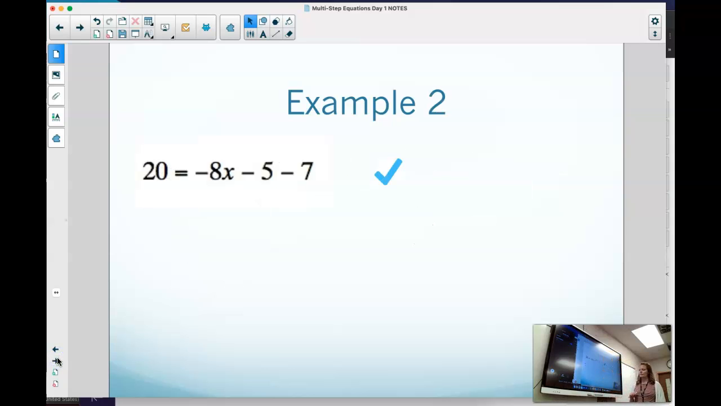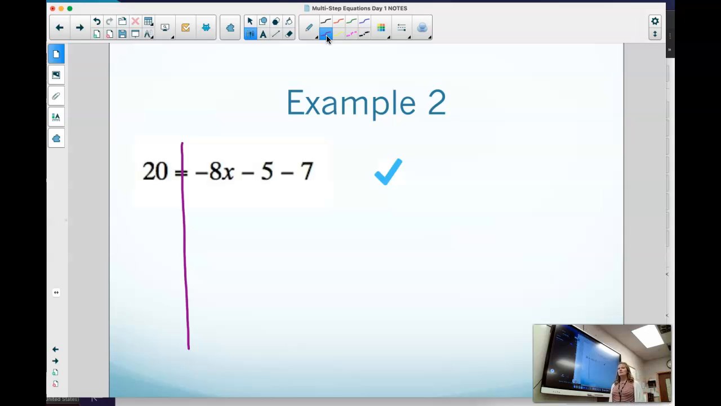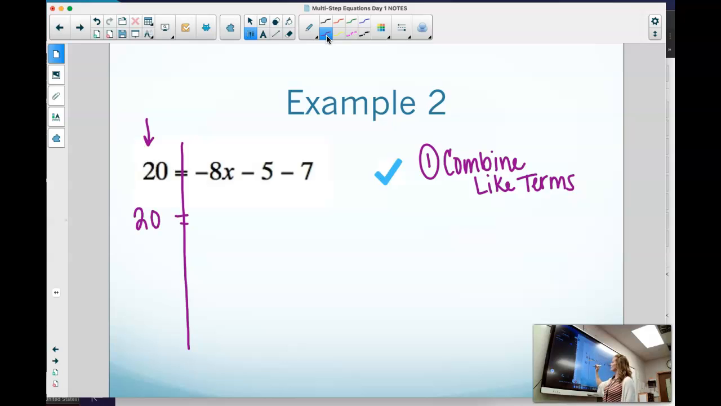Okay, on the next one, again, go ahead and draw the line by the equal sign. Always start with that. Okay, and then simplify what we can. So step 1 is to combine like terms. And we are going to look at that by sides. On the left-hand side over here, I can't combine anything. I have to leave it the way it is, so I just have 20 equals.